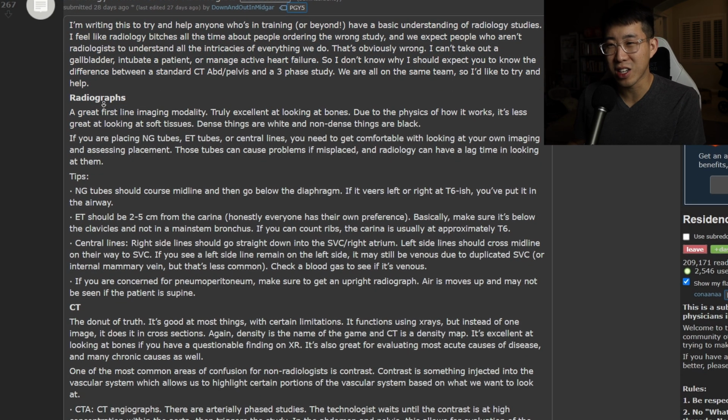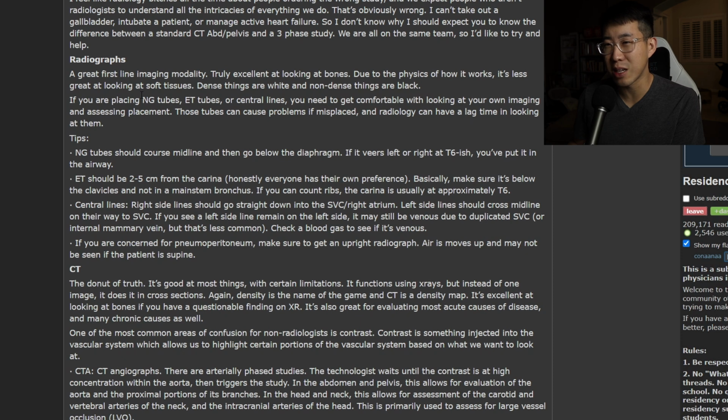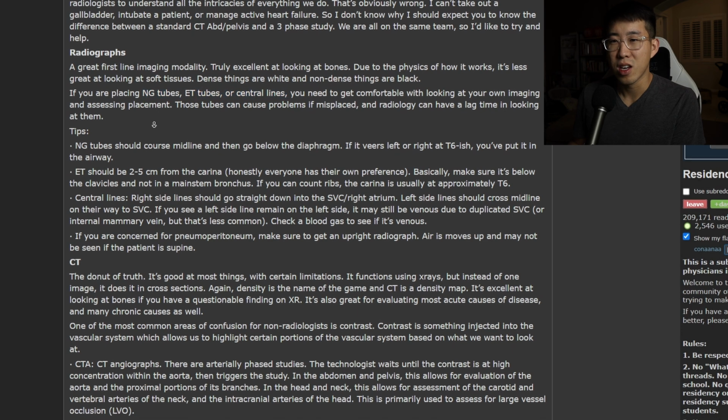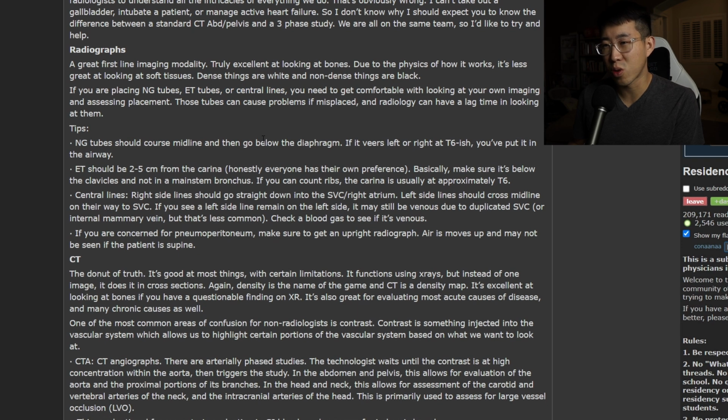So radiographs, a great first-line imaging modality, truly excellent at looking at bones. Due to the physics of how it works, it's great if you're looking at soft tissues, also very good for line placement, obviously. So tips, NG tubes should course midline and then go below the diaphragm. If it veers left or right at the T6-ish level, you've put it in the airway.